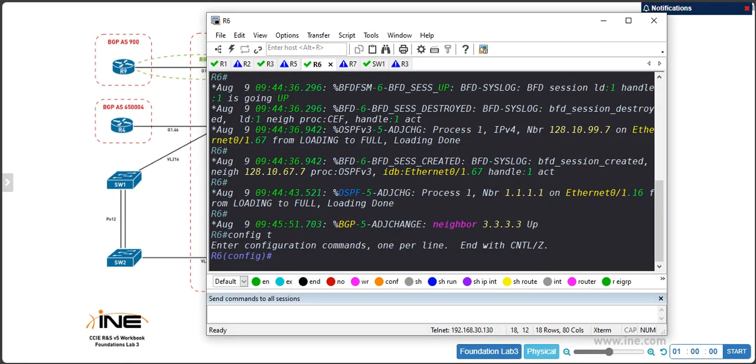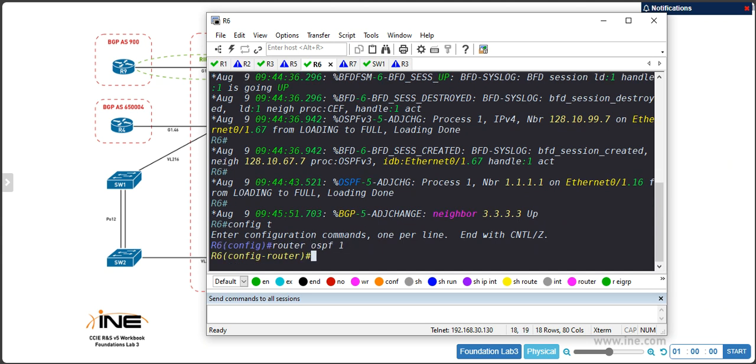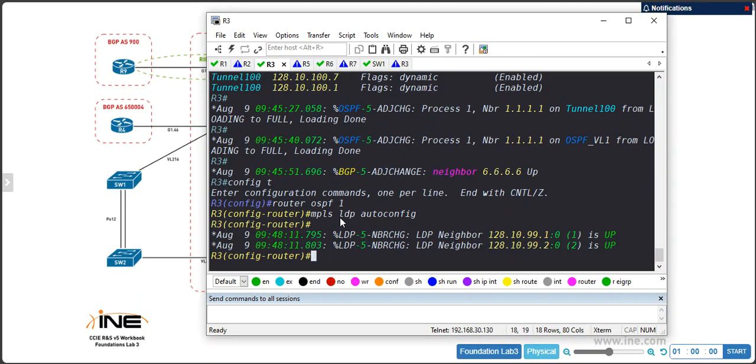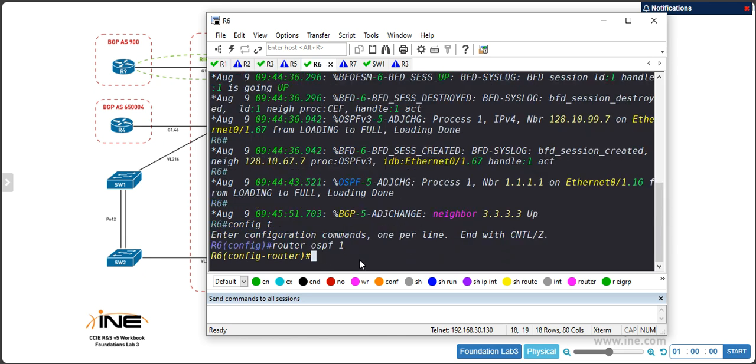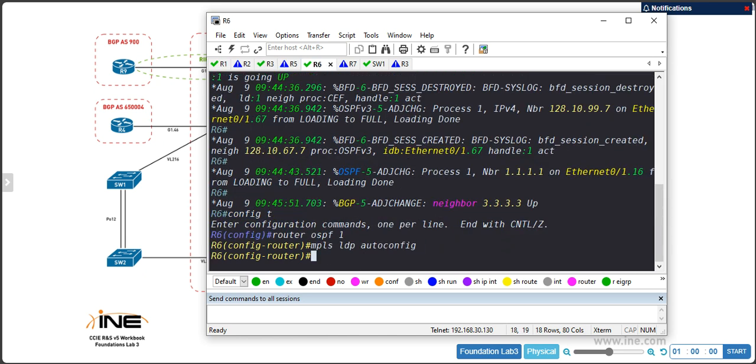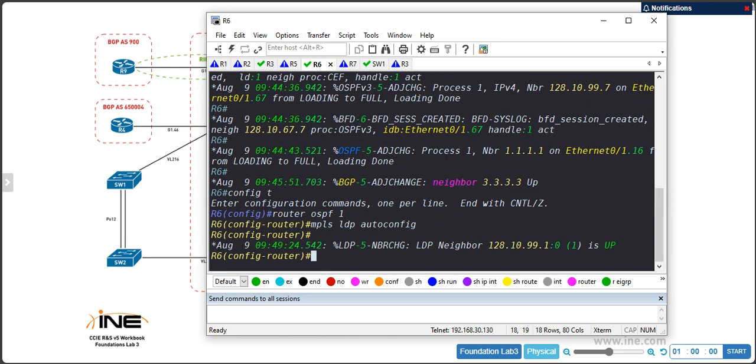Config T. Auto OSPF 1. I'm presenting with the config. And R7.